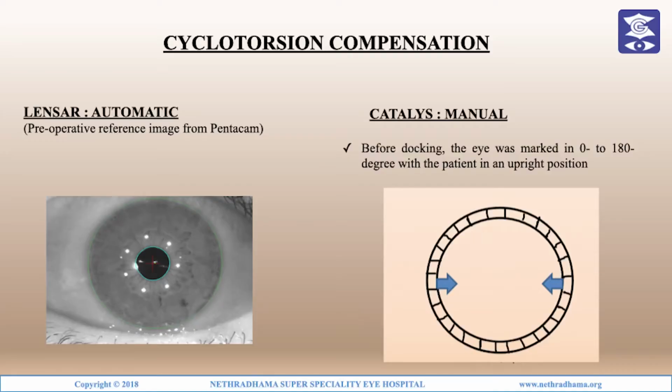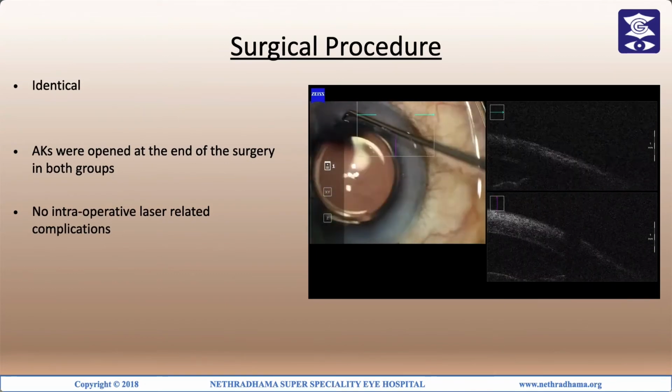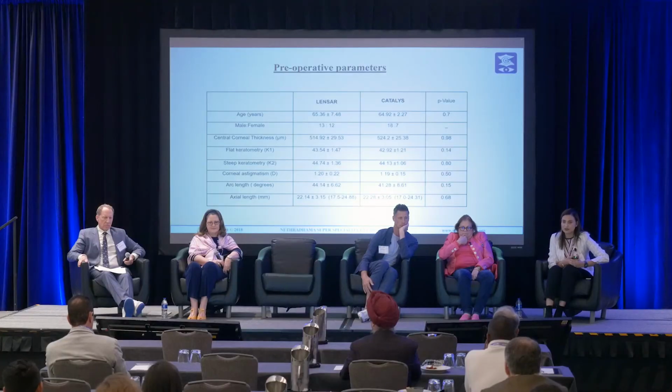Regarding the cyclotorsion compensation in the LENSAR group, it was automated using the preoperative image, whereas in the Catalyst it was manual, so you need to mark the eye in 0-180 degrees, and then the suction ring has 2 inner projections which need to be matched with the limbal marks. And then it has to be rotated, and then the laser has to be fired. Surgical procedure was identical in both the groups. AKs were opened always at the end of the surgery in both the groups. So preoperatively, all the parameters were matched in both the groups.